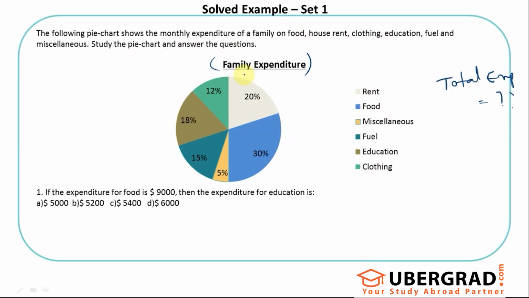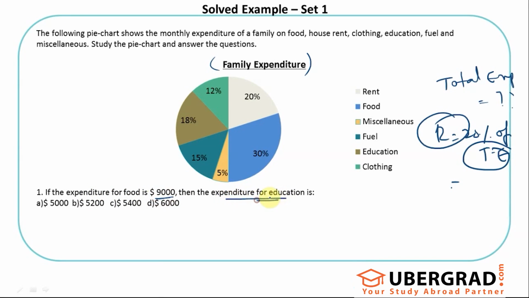Do I know how much the family is spending on rent? I know that it is 20% of the total expenditure, but I don't know what the total expenditure is in rupees or dollars. That's why I cannot comment on even the actual value of this rent. So if you see the question, it says if the expenditure for food is $9,000, then the expenditure for education is. You see what is expenditure for food according to the pie chart? Food is this blue 30%. So 30% of the total expenditure is $9,000.